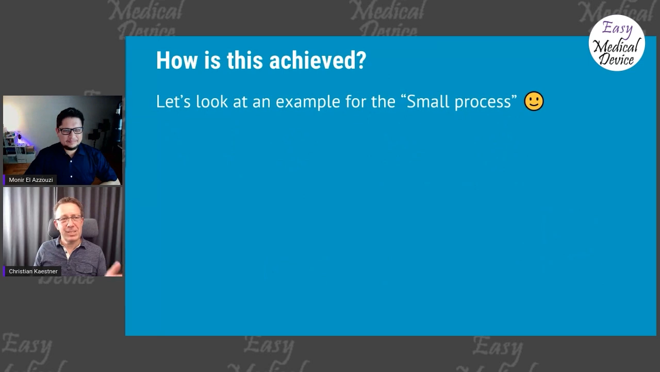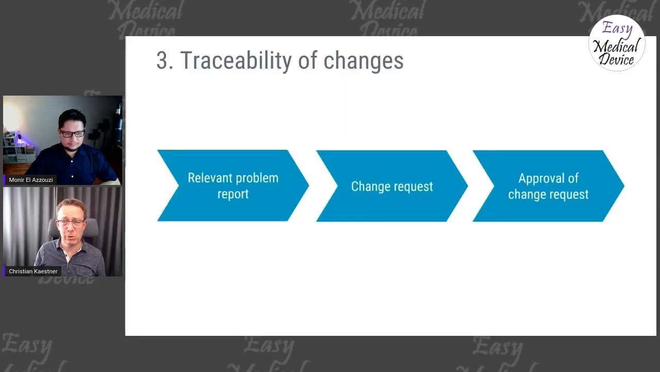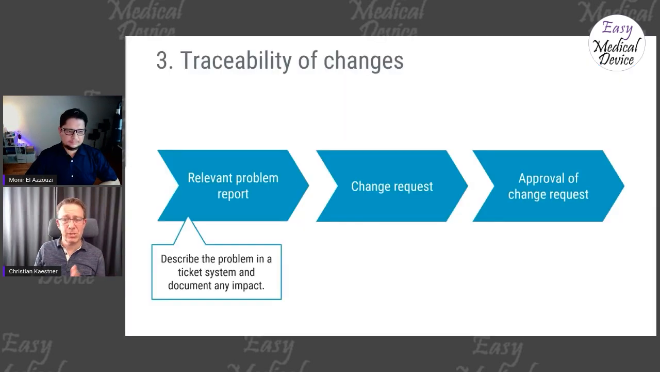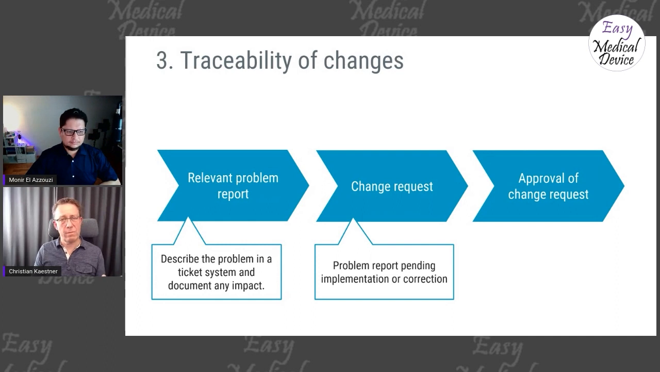So how is this achieved then, the small and medium larger process? Let's look at an example for the small change process. You have a relevant problem. You could describe a problem in a ticket system, as I mentioned before, like Jira and Bugzilla, those to-do systems. You just register it, and you document perhaps an impact. For example, there was a misspelling somewhere in the text. And then you have a pending change report, a change request in your system.